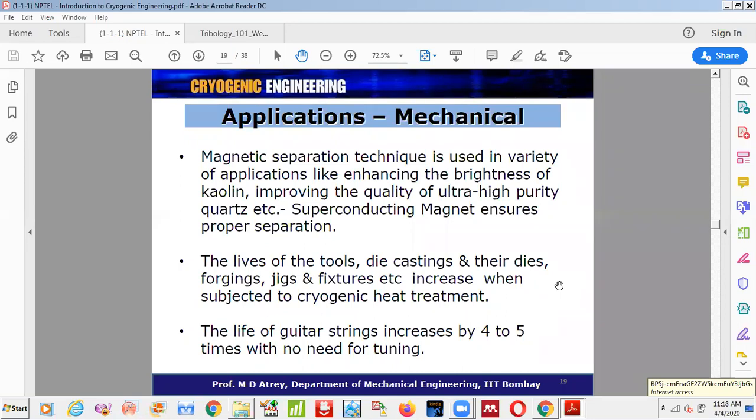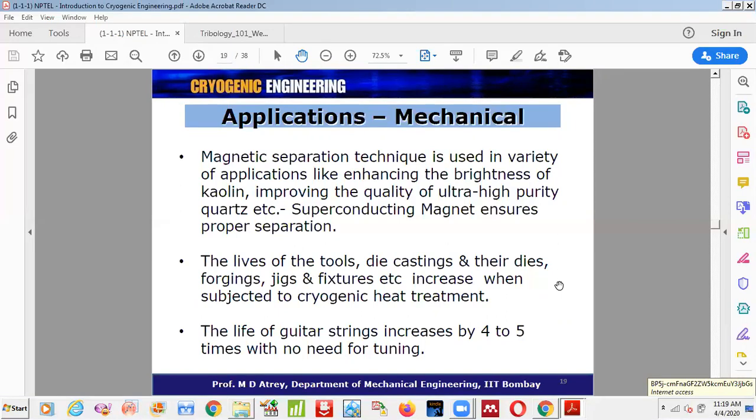And then he also says die casting. Die casting is one of the major techniques nowadays when you don't want any jigs or any joining of material. Say for example, you don't want any welding to be done. When you want a casted one with complex shapes, then they will go for die casting techniques. Die casting is a very famous technique for any complex shapes and angles. And their dies, forgings, that is casting, forgings all come into the same family. Then the jigs and fixtures, etc. increase in life when subjected to cryogenic treatment. That is what it says.